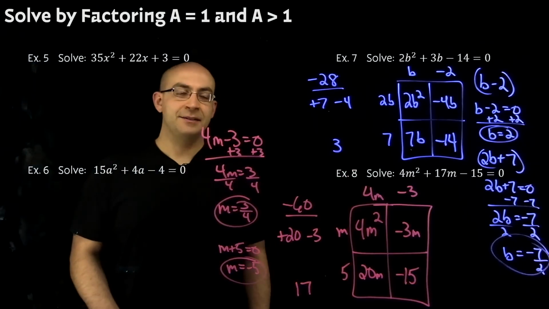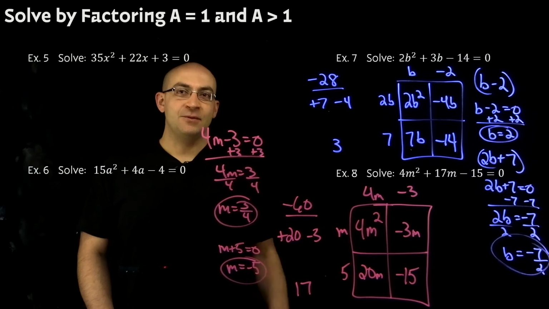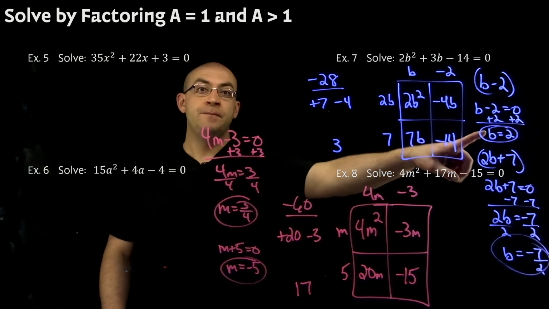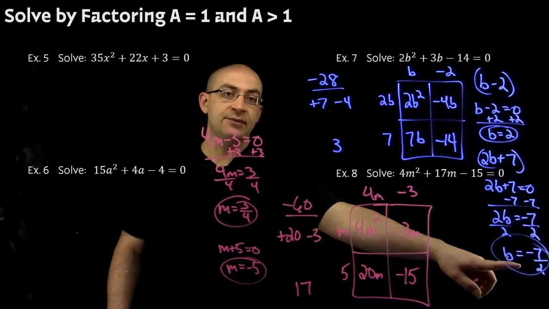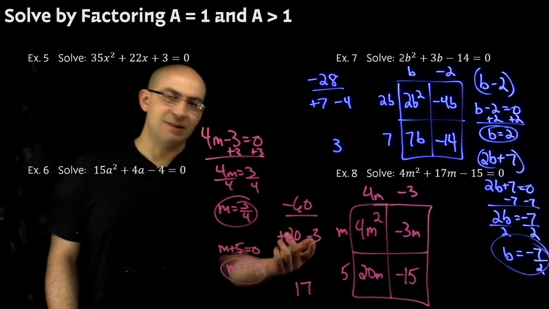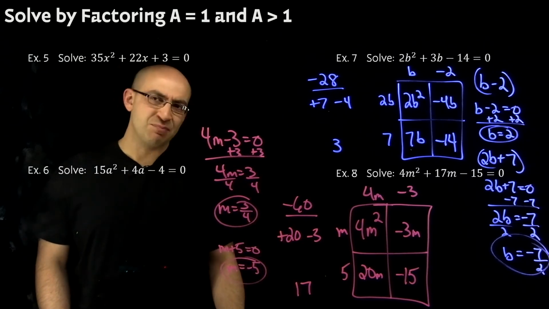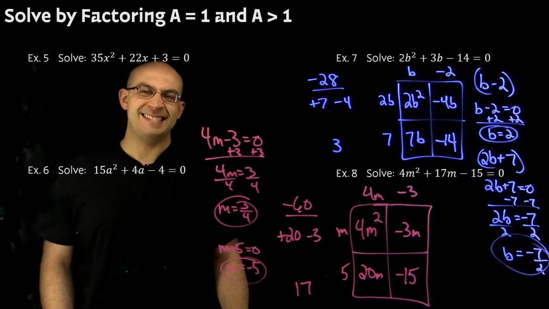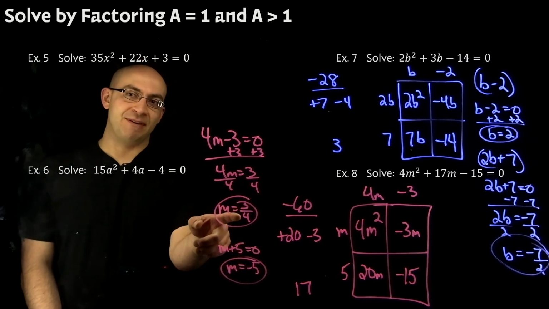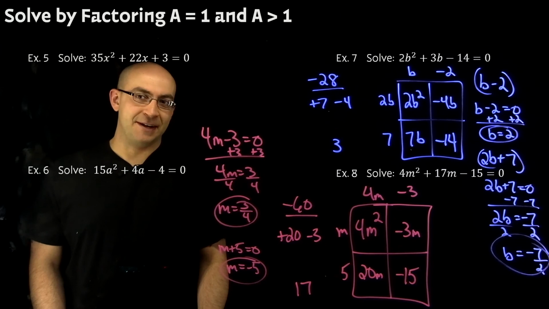All right, everyone, you're back. I know you missed me. For example 7, our answers are going to be b equals 2 and b equals -7/2 with the work. And the red pink marker, it's not as bright as it used to be. That's sad. Example 8, our answers are going to be m equals 3/4 and m equals -5.